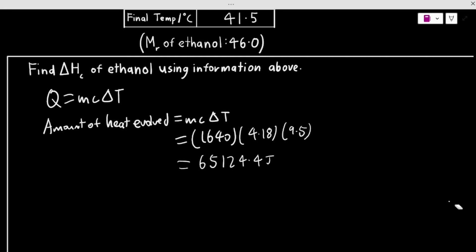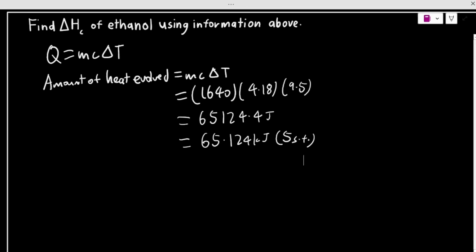However, later on, when we are calculating enthalpy change of combustion, we are going to end up with kilojoules per mole. So we probably want to convert joules into kilojoules. So this is going to be 65.124 kilojoules to 5 significant figures. Okay, that's pretty nice.